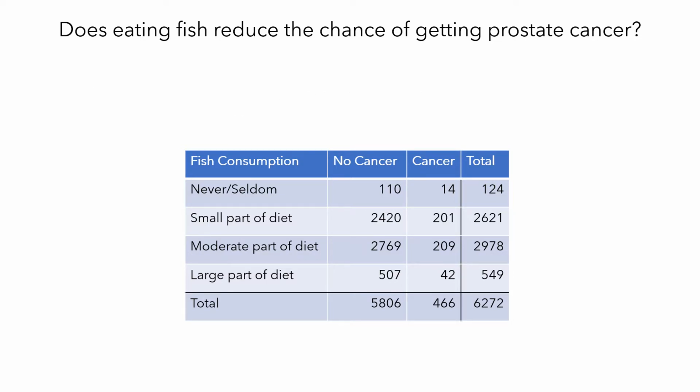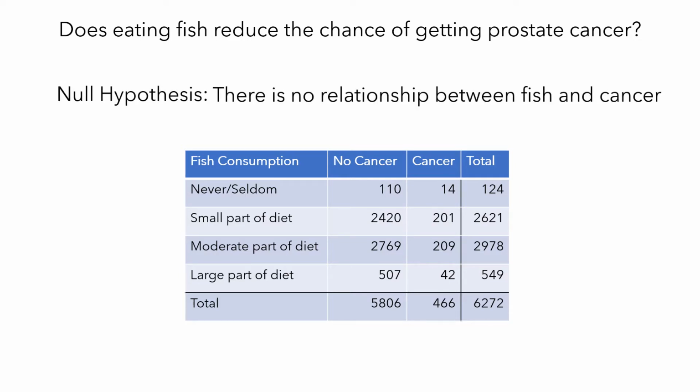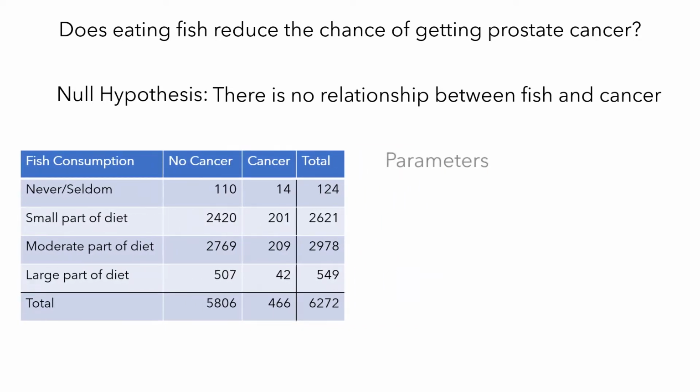Now, the null hypothesis is that there is no relationship between the amount of fish you eat and whether or not you get cancer. In order for us to more clearly articulate this, we need to specify what all of the parameters are. I'd like you to pause the video and think about what these parameters are. It turns out there will be 8 parameters, but there are 2 completely different ways to specify them, and each corresponds to a slightly different version of the null hypothesis.